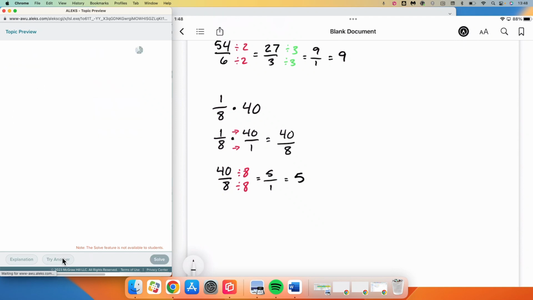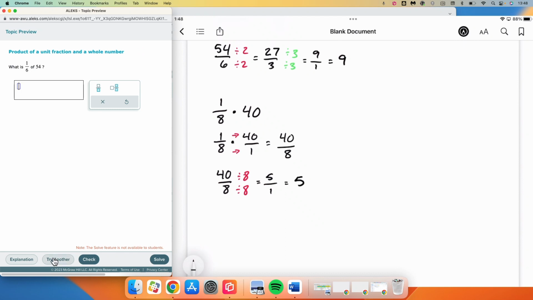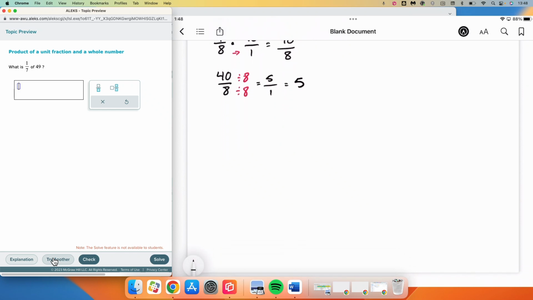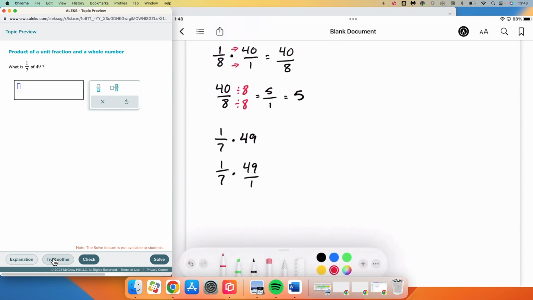All right. A couple more. 1/6 of 54. We already had that one, I think. Yep. 1/7 of 49. So we have 1/7 of 49. We'll rewrite that as 1 over 7 times 49 over 1. And again, multiplying straight across, 1 times 49 and 7 times 1. We get 49 over 7.